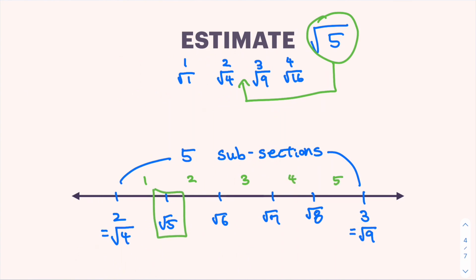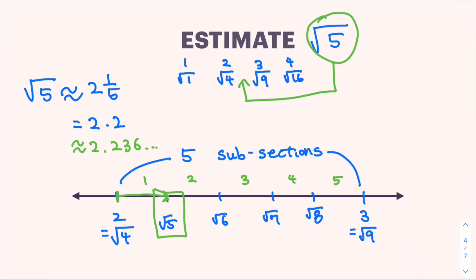So square root of 5, the number that we wanted to estimate, is sitting about 1/5 way from 2 to 3. Meaning that square root of 5 is approximately 2 and 1/5. That in decimal, because 1/5 is 0.2, is 2.2. So we're estimating that square root of 5 is roughly 2.2. And if you actually use a calculator, the exact number you get, as I showed you earlier, is 2.236. So it is pretty close. So we have made a good estimation.